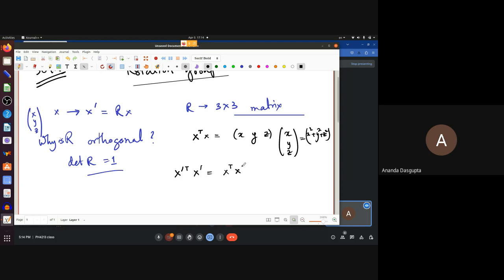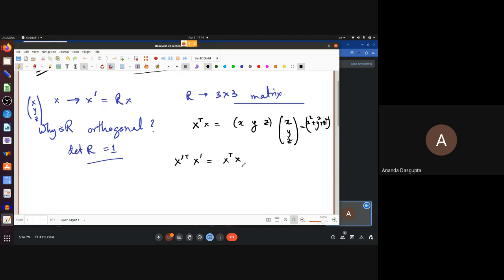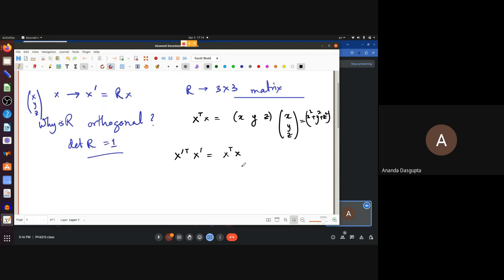By the way, if at any stage you feel that I'm going too fast, I am going a bit fast because much of this should already be known to you. If I am going too fast, stop me and let me know. Now, what this actually implies, of course, is x transpose R transpose R x is x transpose x. And what does this tell you? R transpose R must be identity.